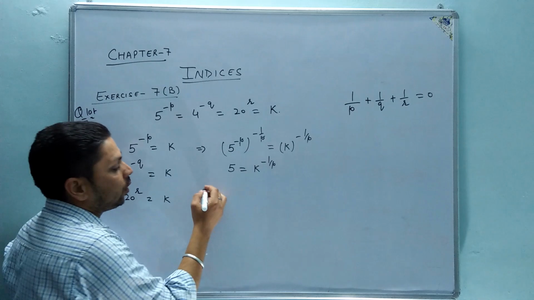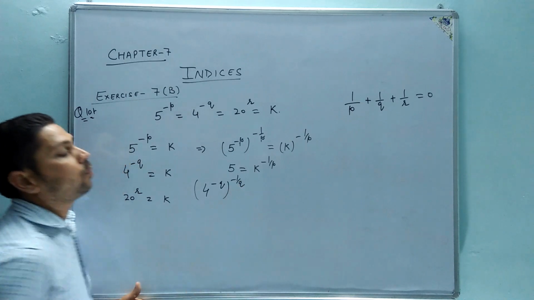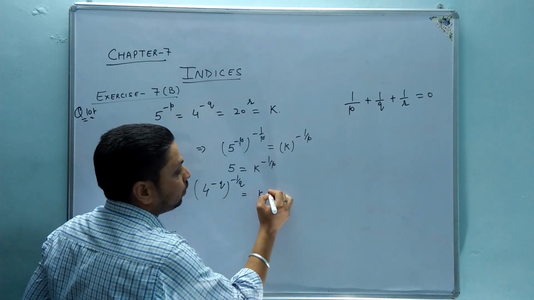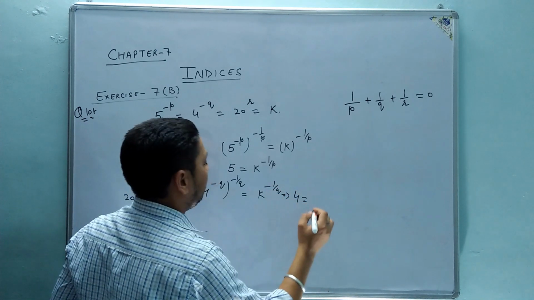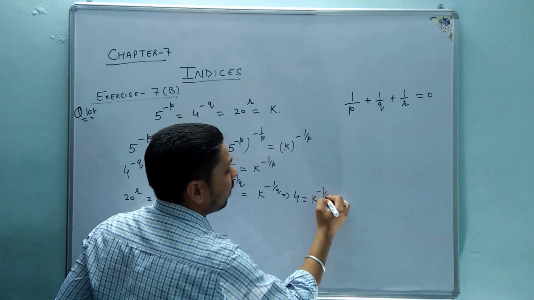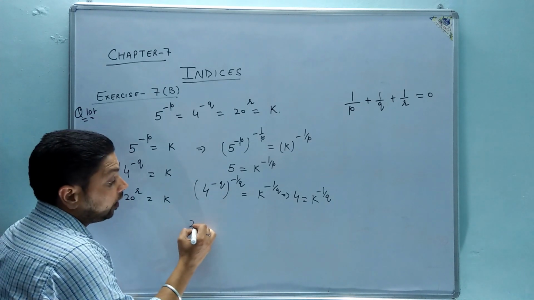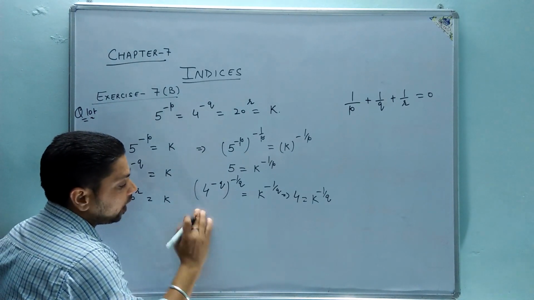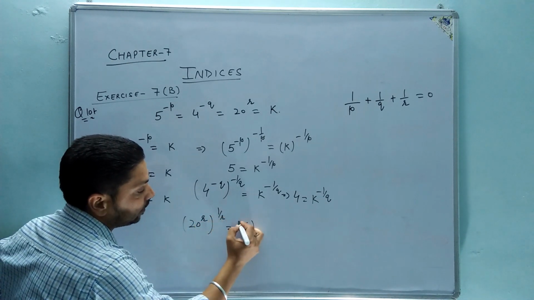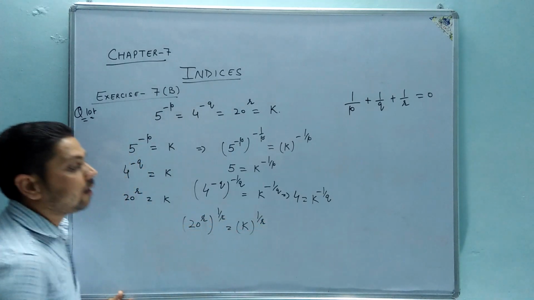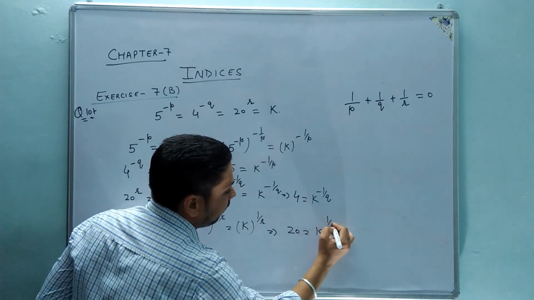Similarly, 4 raised to power minus Q. Take power minus 1 over Q on both sides. This is equal to K raised to power minus 1 over Q, which implies 4 is equal to K raised to power minus 1 over Q. Again, we have to remove R from the 20. Take power 1 over R on both sides. R will get cancelled. That implies 20 is equal to K raised to power 1 over R.